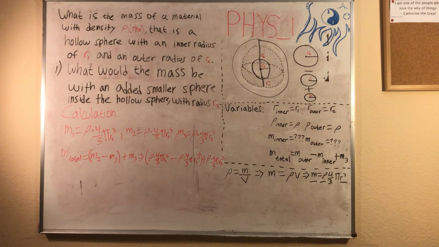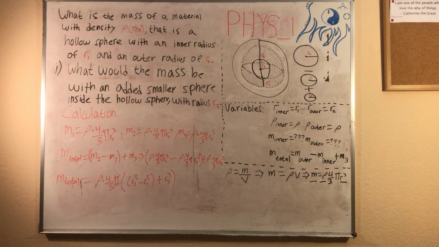Again, since all of these are spheres, they all share the same constant rho times 4/3 times pi, which can be factored out of all three terms here. We end up with the mass total equaling rho times 4/3 times pi times all of this in the parentheses, which is r sub 2 cubed minus r sub 1 cubed, adding r sub 3 cubed. This is our final answer for this extra little bonus. The mass of a hollow sphere with another solid sphere inside is rho times 4/3 times pi, all times our radius r sub 2 cubed minus r sub 1 cubed plus final r sub 3 cubed.